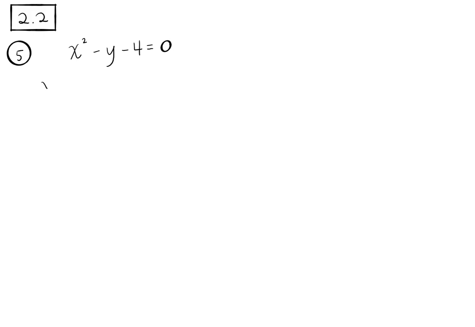So the test for x-axis symmetry says replace y with negative y and then simplify. So we're going to put x squared minus negative y minus 4 is equal to 0. That becomes x squared plus y minus 4 is equal to 0. And we're going to look at this and say, is this equivalent to our original equation? And it's not. It's the same everywhere except for right here. So it does not have that symmetry. No x-axis symmetry.